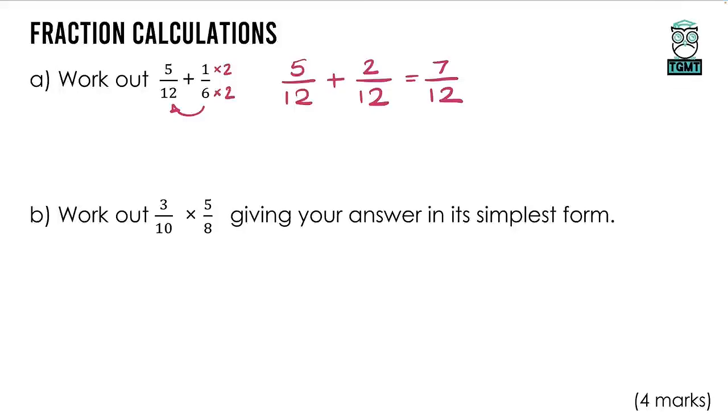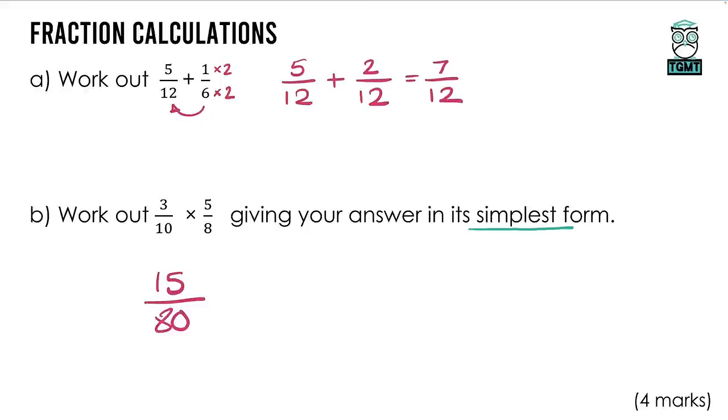Now for part B, we have a multiplication question. Could have a multiplication or a division. This one we have a multiplication, which is possibly our nicest, because all you have to do is multiply the two top numbers, so 3 times 5, which is 15, and multiply the bottom numbers, which is 10 times 8, which is 80.